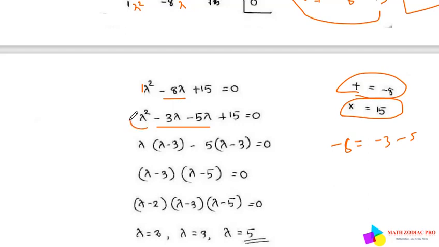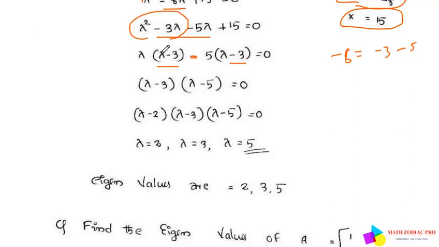Okay, so here we have to take lambda in bracket. So lambda square, so lambda minus 3. Okay, next one you have to take here minus 5. So we get lambda minus 3, so here is lambda minus 3 and lambda minus 5. So lambda minus 3 into lambda minus 5 equal to 0. So we have to choose any lambda minus 3 and lambda minus 5 equal to 0.